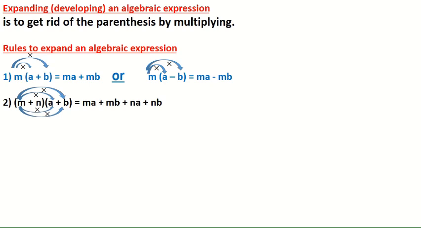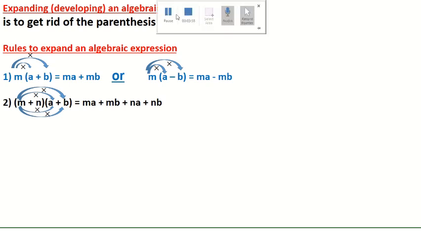What if I have another parenthesis before the parentheses? As you can see, it's very easy. Every term in the first parentheses should be multiplied by every term in the second parentheses. So m should be multiplied by a and b. Also, n should be multiplied by a and b.